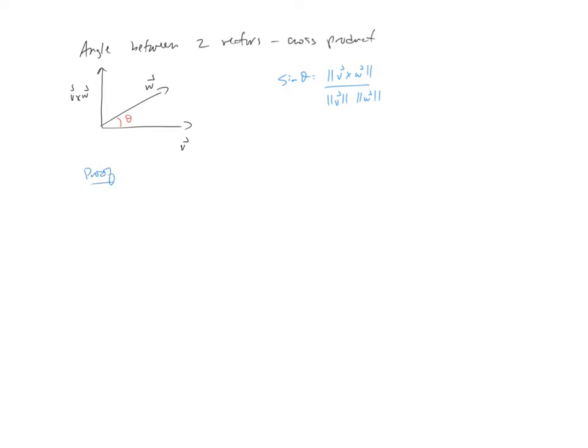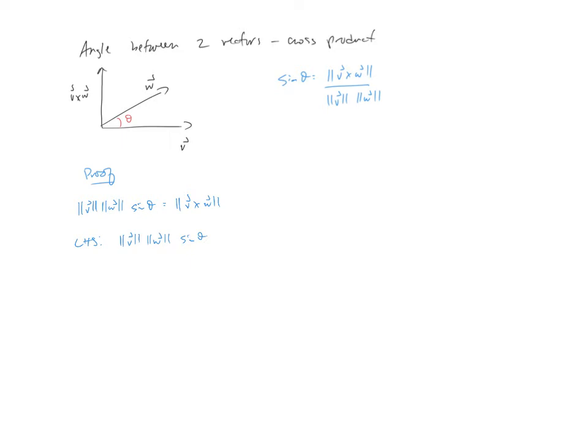So for the proof, what I'm going to do first is just go ahead and multiply this over to the left side. So I'll have magnitude v, magnitude w, sine theta equals magnitude v cross w. And then I'll treat it more like an identity, to where I'm going to start on the left-hand side and try to make it look like the right-hand side. So magnitude v, magnitude w, sine theta.